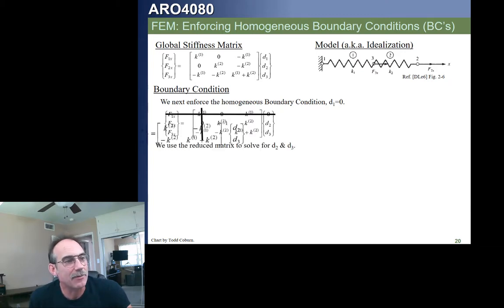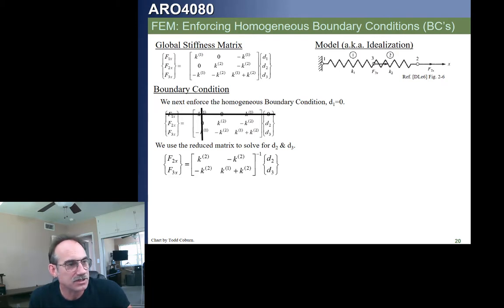What that leaves us is a reduced stiffness matrix. You see now we just have 2 forces and 4 stiffnesses to get our 2 displacements. If we have the displacements, we can plug them in and solve for the forces. And if we have the forces, we can solve the system of equations for the displacements. Okay?